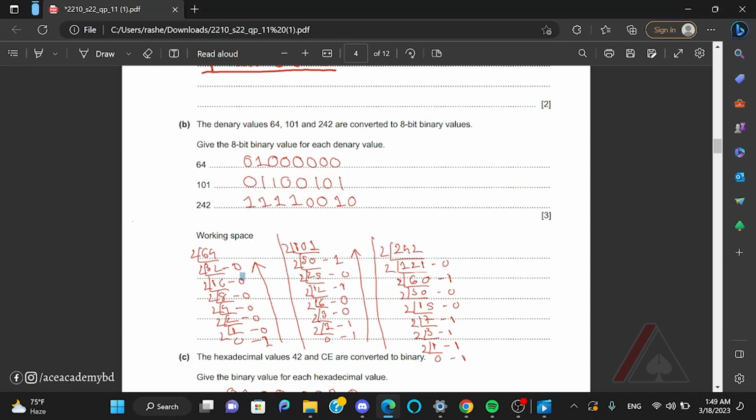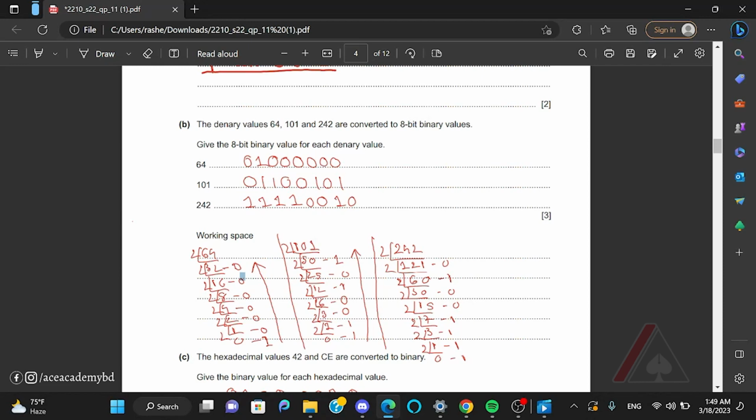So as an example, let us take 64. We divide 64 by 2, we get 32. We write the remainder 0 on the side. We divide 32 by 2, we get 16 and remainder 0. We divide 16 by 2, we get 8 and remainder 0. We divide 8 by 2 and we get 4 and remainder 0. We divide 4 by 2, we get 2 and remainder 0. We divide 2 by 2, we get 1 and remainder 0. We divide 1 by 2, we get 0 and remainder 1.